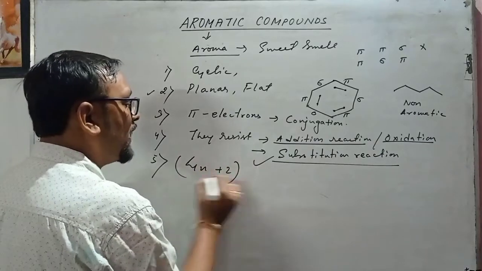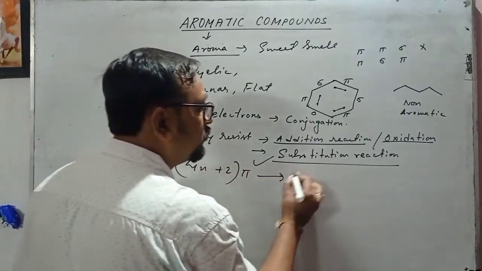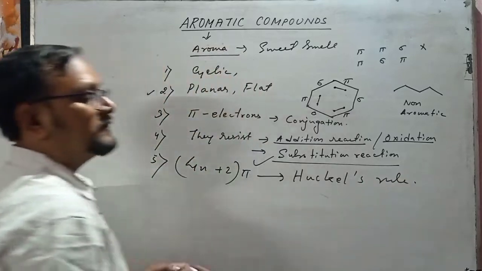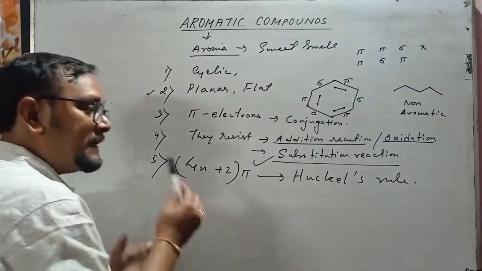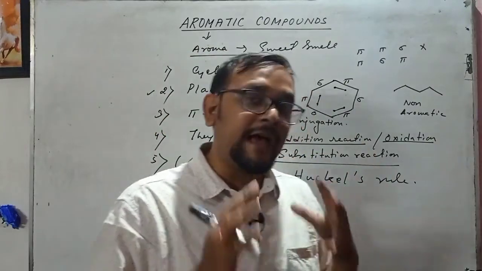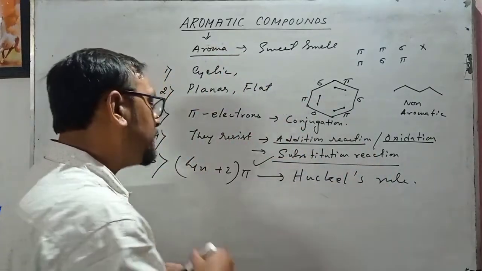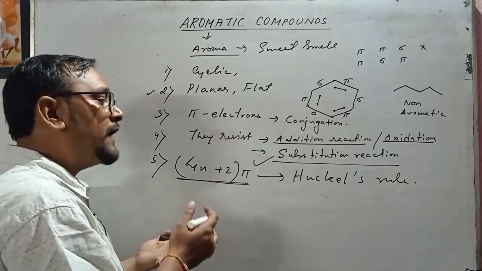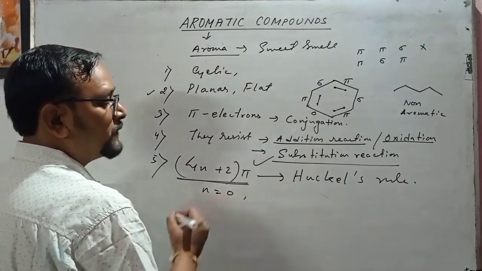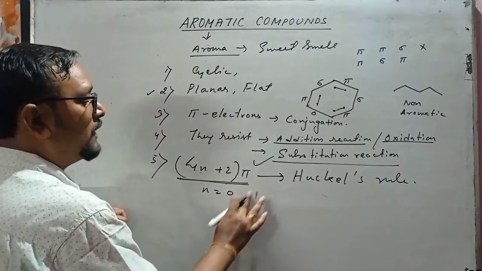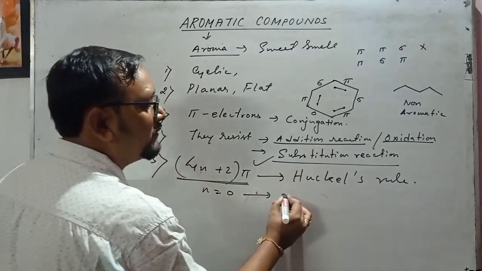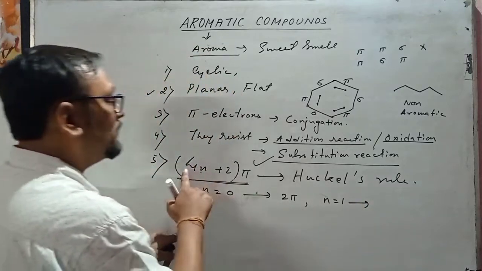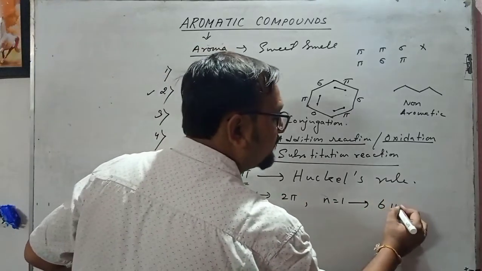Now the fifth point, which is most important, that is 4n plus 2 pi electrons. This rule is also known as Huckel's rule. It says that if any compound is an aromatic compound, then it must have this number of pi electrons. Now you can put the value of n. Say if I put n equal to 0, then the number of pi electrons will be 4 into 0 plus 2, which means 2 pi electrons. If I put n equal to 1, then the number of pi electrons will be 4 into 1 plus 2, that is 6 pi electrons.